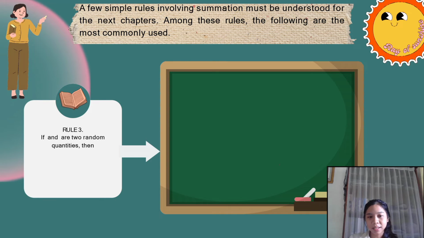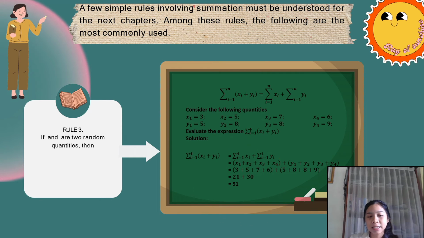The last rule: the sum of all x plus y for a equal to 1 to n is equal to the sum of all x for a equal to 1 to n plus the sum of all y for a equal to 1 to n. Consider the following quantity. The example.